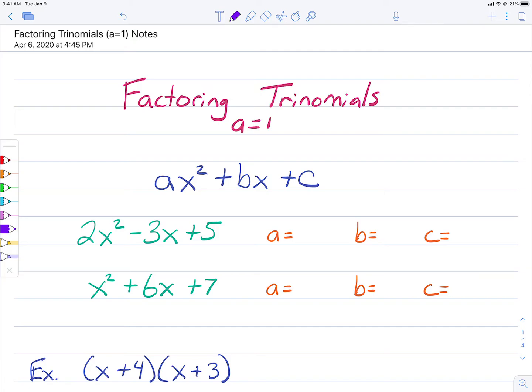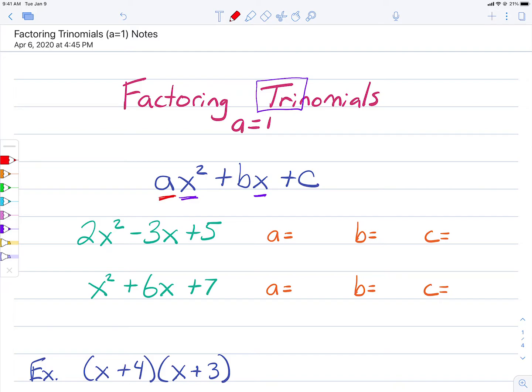Factoring trinomials when a equals 1. Okay, so we're getting into more factoring, but this time it is a trinomial. The word tri means we have three. We have three terms that are being added or subtracted together. In our three terms, it is always going to be an ax squared plus bx plus c.